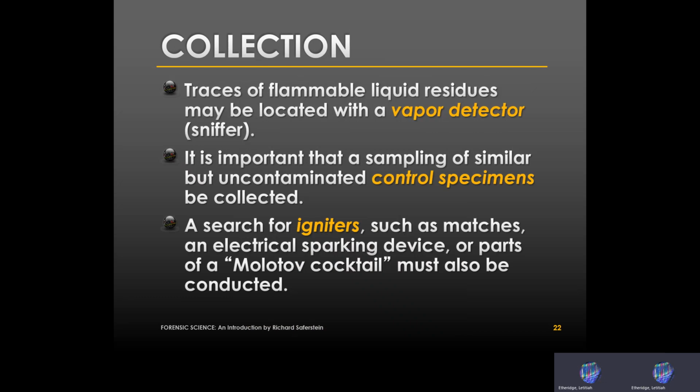Okay. Let's continue with collection. You can collect the traces of the flammable liquid, and there is a particular collector known as a vapor detector, which we call the sniffer, which can collect some of those residues and keep some of that vapor so that you can put it through your gas chromatography machine. It is also important to take a sample of similar but uncontaminated control specimens if they are there. And obviously you want to search for igniters, matches, sparking devices, parts of a Molotov cocktail.